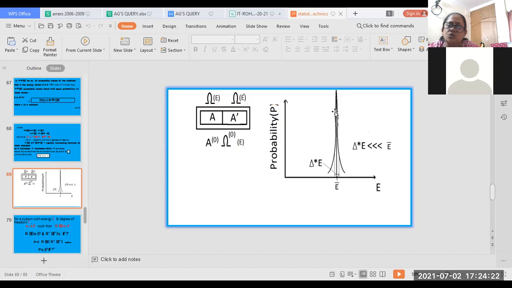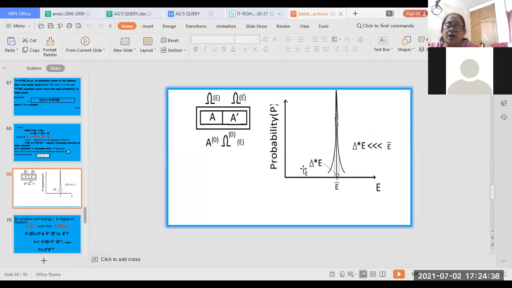Then it starts losing energy. So this portion will start. Both of them will have maximum energy at one point. That point, I am calling it E bar. So what is E bar? It is the average energy of the system.